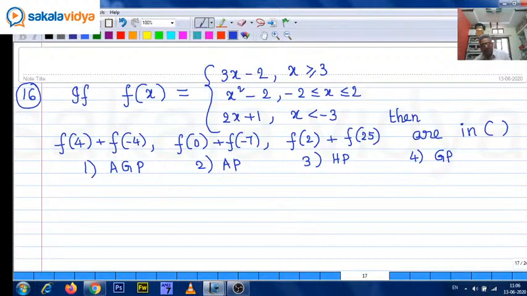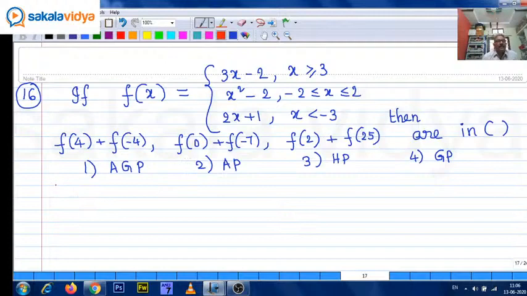Right. So we need to find separately the values f of 4 plus f of minus 4, and f of 0 plus f of minus 7, and f of 2 plus f of 25. We need to check the conditions for arithmetic geometric progression, arithmetic progression, harmonic progression and geometric progression. He has given the clue also to you.